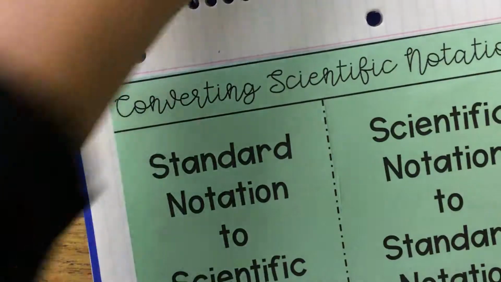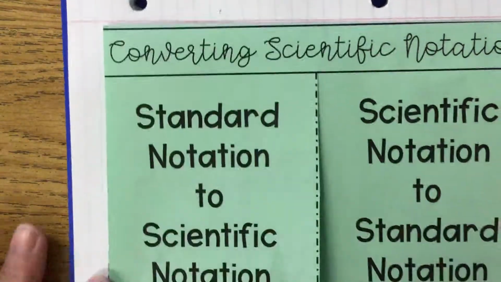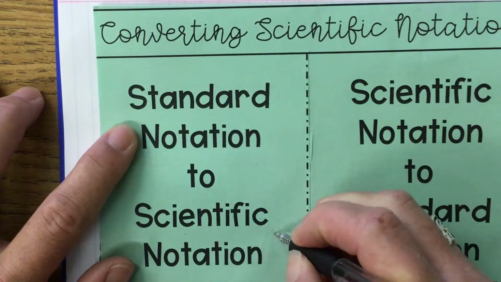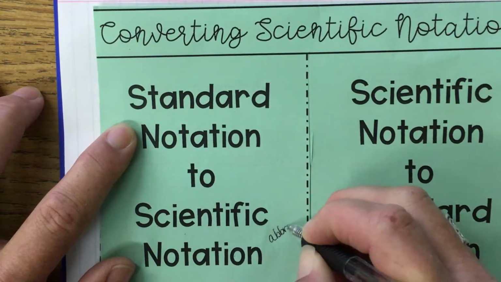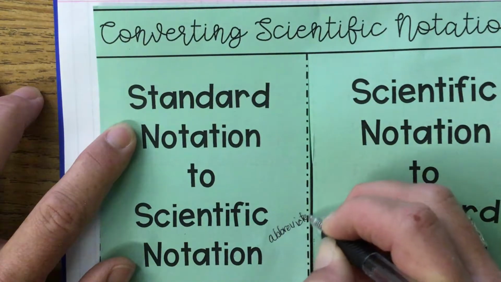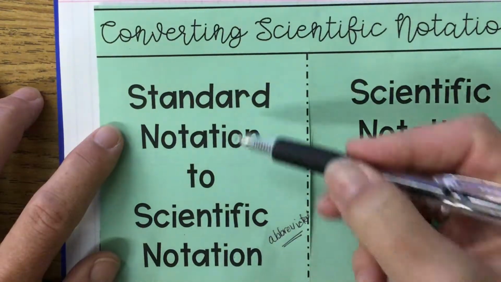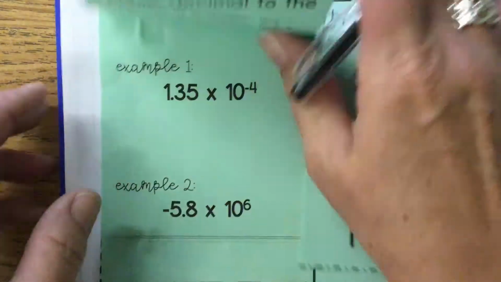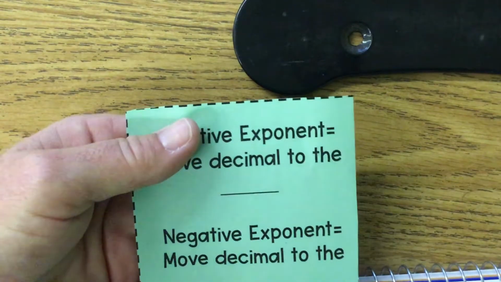All right, so go ahead and let's take some notes. First we're going to work with standard to scientific. This is the abbreviated version. So we're taking those yucky numbers and making them into numbers that are easier to work with. I shouldn't have glued that in.